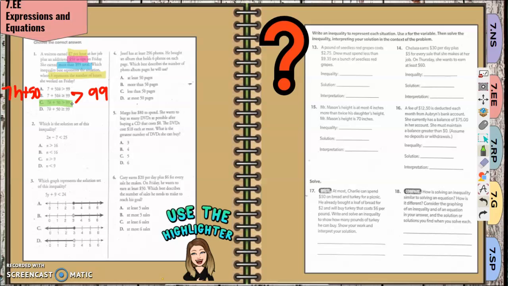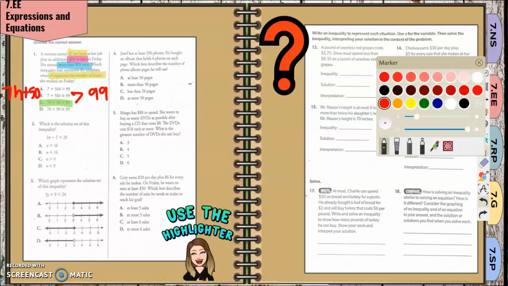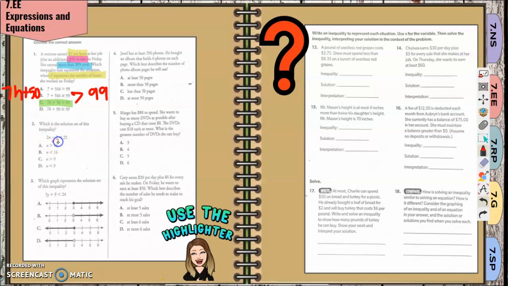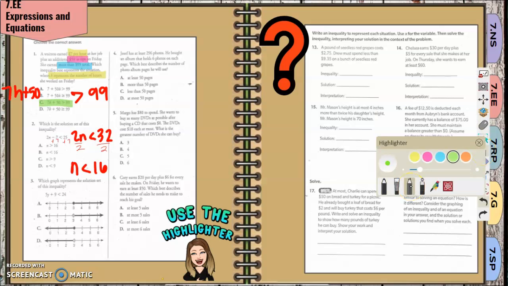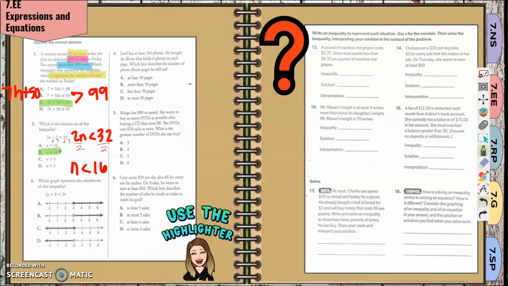Number 2 says, which is the solution set of this inequality? So we've been talking about how to solve this. I'm going to go through this. My variable's on the left. So I'm going to add 7 to both sides. That leaves me with 2n is less than 32. Now I have a one-step inequality. So I'm going to divide by 2. N is less than 16.